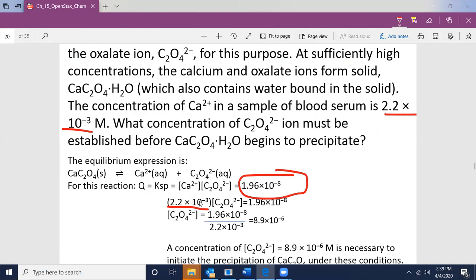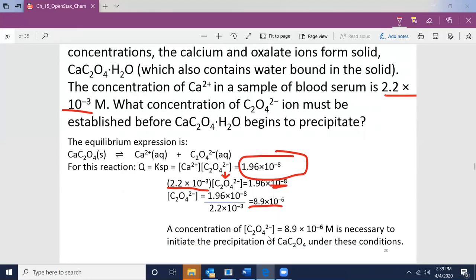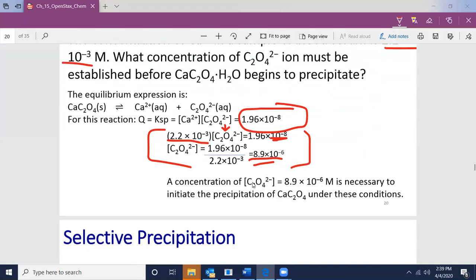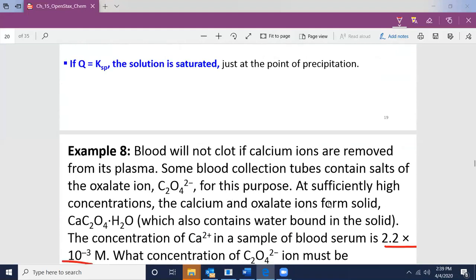Okay, so what you're supposed to take out, then you can just figure out what the concentration of the oxalate ions would be. That is going to go with this to get this number here, and that is where it will start precipitating. So you just figure that out. It's very simple math here. Okay, it's nothing big in it. So this concentration of oxalate ions is necessary to initiate the precipitation of the calcium oxalate under these conditions. And that's why it's important.